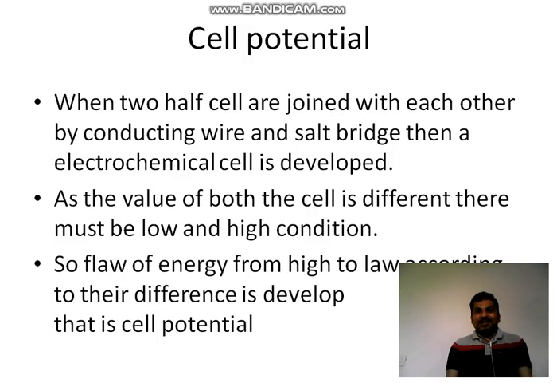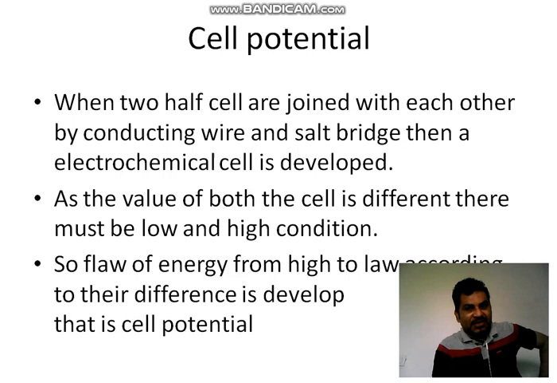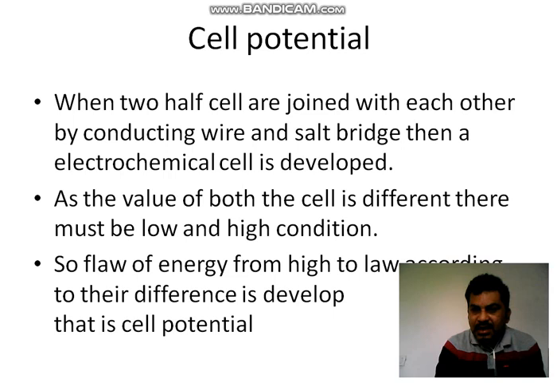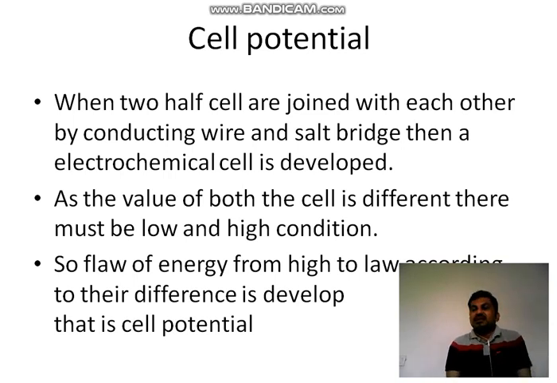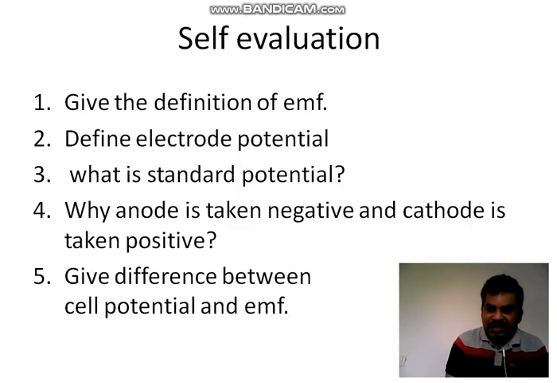Another thing we are going to talk about is cell potential, same as electrode potential. The previous one was also cell potential, but here we are going to talk about it in a different manner. When two half cells are joined with each other by a conducting wire and salt bridge, then an electrochemical cell is developed. That was the cell potential of the solution we were talking about. Now here we are talking about the cell potential of the entire cell. As the values of both half cells are different, there must be low and high conditions. The flow of energy from high to low is very simple here. So the difference developed is the cell potential. According to the difference of anode and cathode, whatever value arises, this value is known as cell potential.